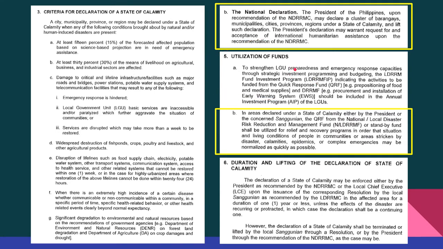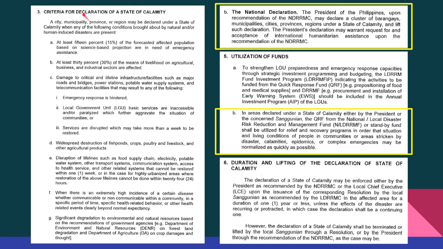So in terms of utilization of funds, areas under state of calamity, either by the president or concerned sanggunian and DRRMC, shall be able to utilize relief and recovery programs in order that the situation and living conditions of the people stricken by a disaster or calamity or epidemics, and complex emergencies, may be normalized as quickly as possible.